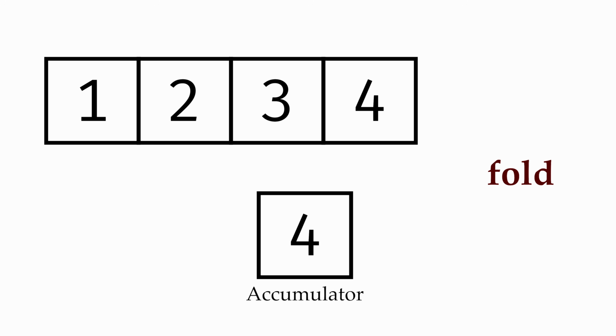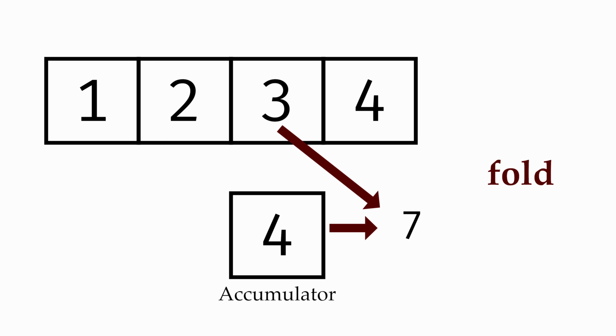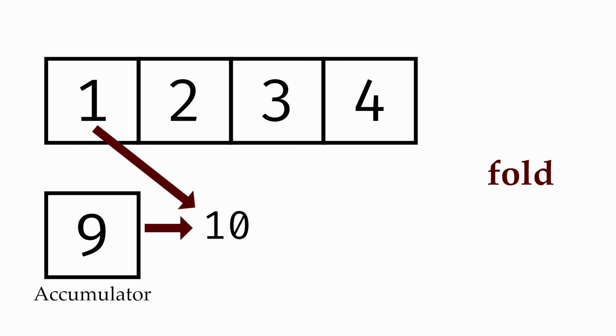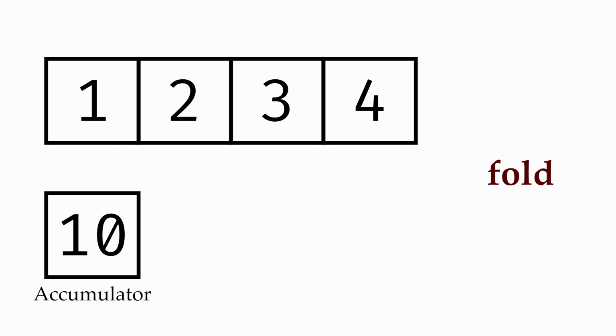We then move to the next element in the list and apply the function to that element and the new accumulator, getting a new running sum. We keep repeating that process for each element in the list until eventually we process all of the elements. The final value of the accumulator is the sum of all the elements in the list.